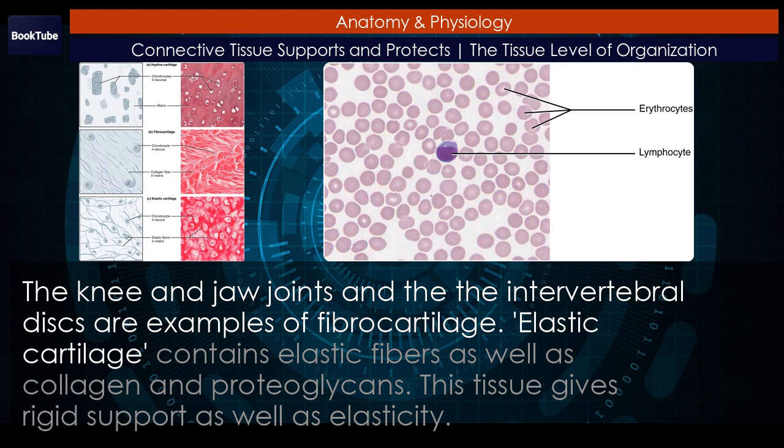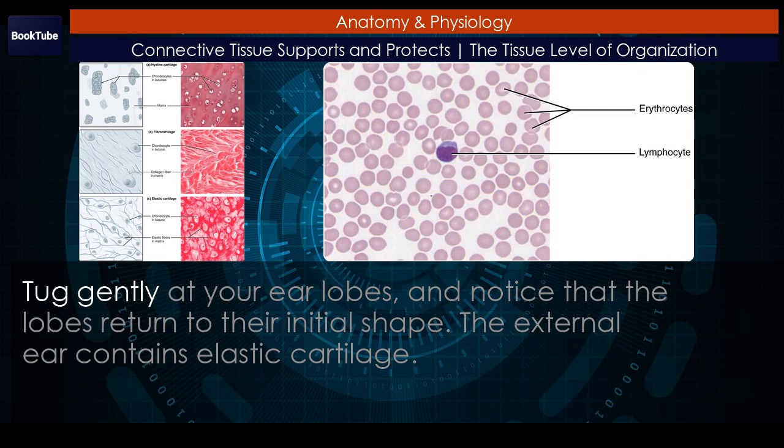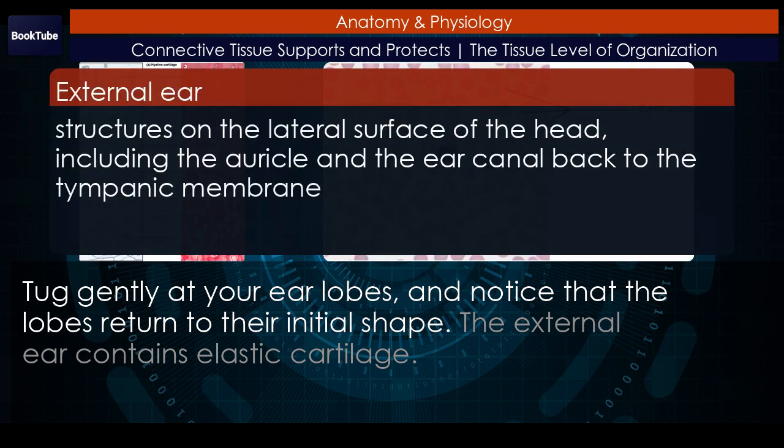Elastic cartilage contains elastic fibers as well as collagen and proteoglycans. This tissue gives rigid support as well as elasticity. Tug gently at your earlobes, and notice that the lobes return to their initial shape. The external ear contains elastic cartilage.